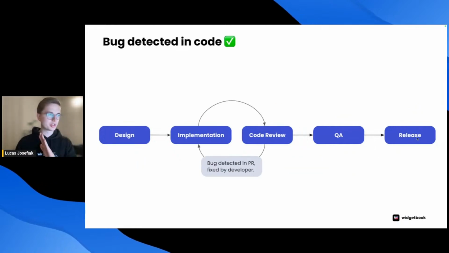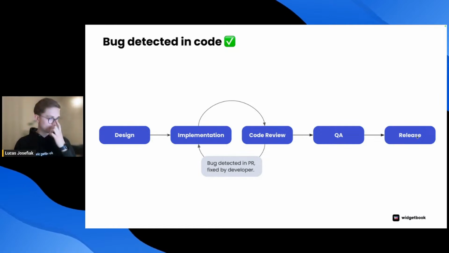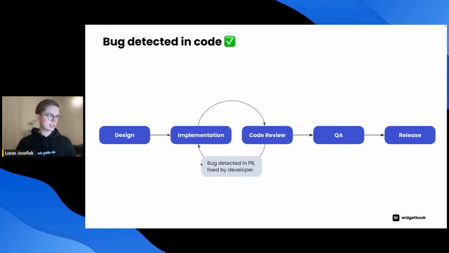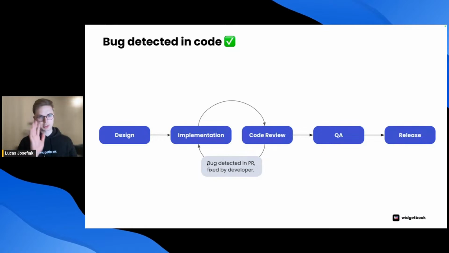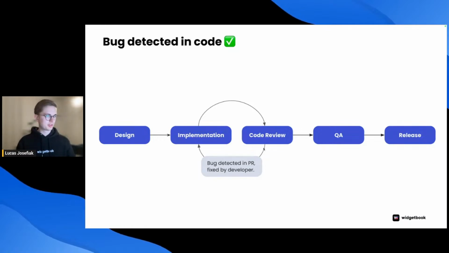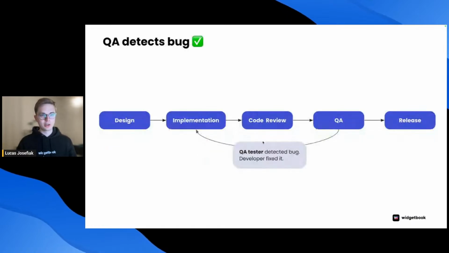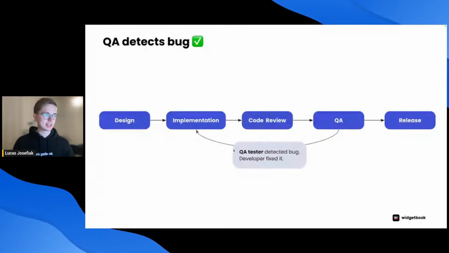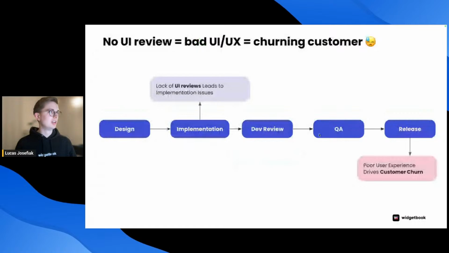This process works really well if we have a bug in the code. Because if we detect a bug in the code, we have a set process for it, and it just gets fixed by the developer. Quick feedback loop, easy. It also works fine if the QA tester detects a bug. Developer fixes it. The issue is, however, what happens if there's a UI bug?